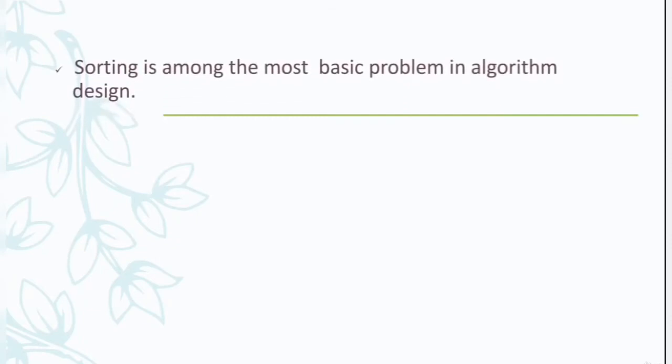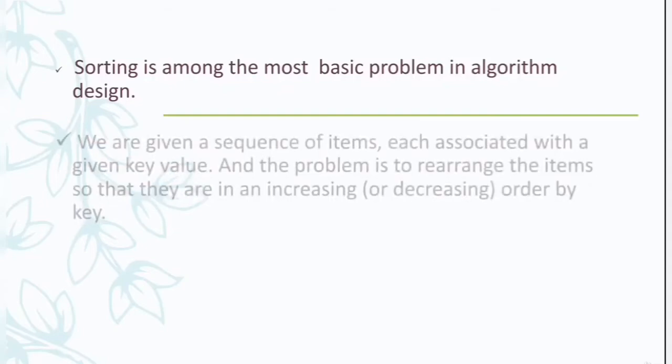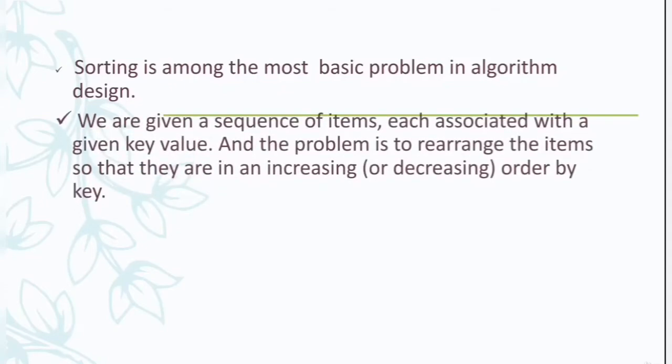Again, sorting is among the most basic problems in algorithm design. So while studying data structure, we should know the different types of sorts present in data structure. We are given a sequence of items, each associated with a given key value, and the problem is to rearrange the items so that they are in an increasing or decreasing order by the key.